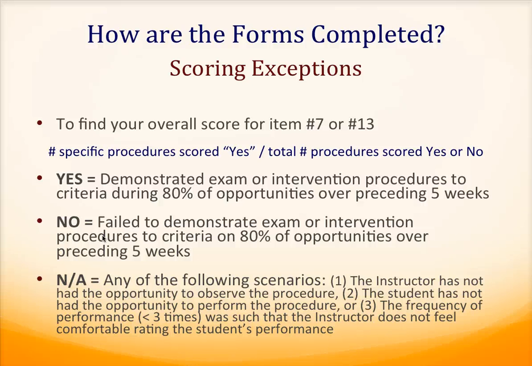A yes for items number 7 or number 13 should be scored when the student demonstrated procedures to criteria during 80% of opportunities over the preceding 5 weeks. A no should be scored for failure to demonstrate procedures to criteria on 80% of opportunities over the preceding 5 weeks. An NA would occur in any of the following scenarios. You have not observed the specific examination or treatment procedures, or the student hasn't had the opportunity either to perform these procedures at all or to perform them a significant number of times to warrant a rating.